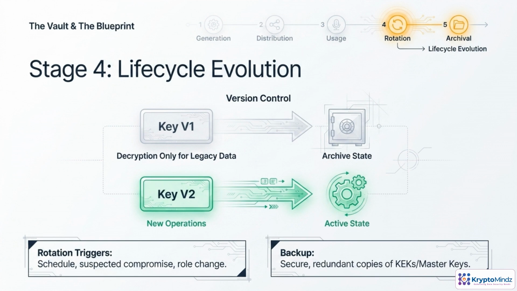Key rotation is how you evolve a key without breaking everything that depends on it. Think of it as version control for secrets. The old key becomes decrypt only for legacy data, then moves into an archived state so you can still recover if needed. The new key version handles all fresh operations. Rotation can be driven by time schedules, suspected compromise, or major role changes. In parallel, you maintain secure, redundant backups of master keys and key encryption keys.